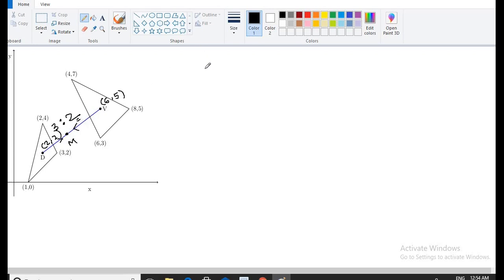So let's use the formula. I expect that everybody knows the section formula. That is, x will be (m x1 plus n x2) by (m plus n), and y will be equal to (m y1 plus n y2) by (m plus n). Here we already know the values of m and n. Let me mark this as cut in the ratio m is to n, where m is equal to 3 and n is equal to 2.